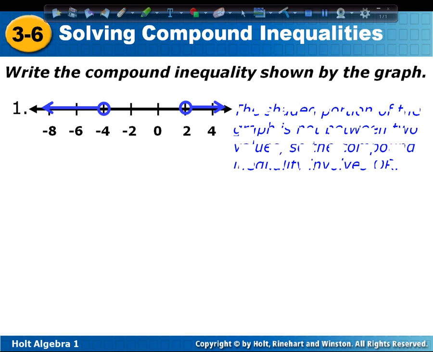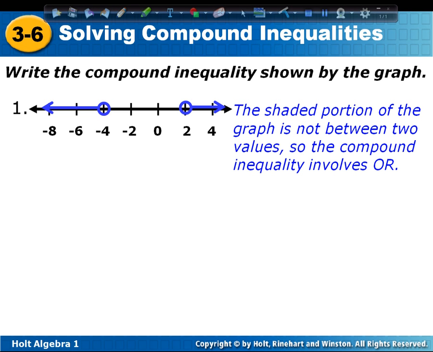So this one, since it's shaded on the outside, means that it's an or compound inequality. So we need the or set notation for this. If we look, it's either less than -4 from here, or it's greater than 2 from here. So we're going to say x is less than -4, or x is greater than 2. And notice these are both open circles, so there is no extra mark underneath your inequality symbols. If you look back at your set notation for or, this is correct for that.